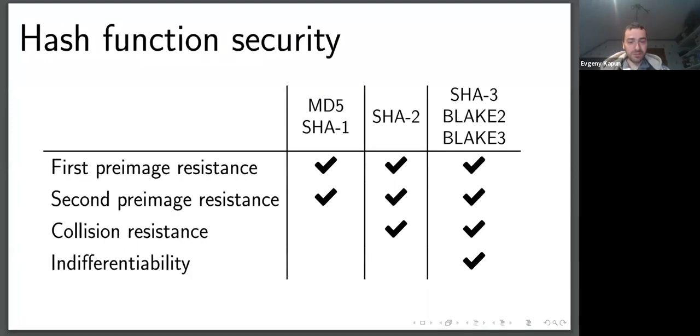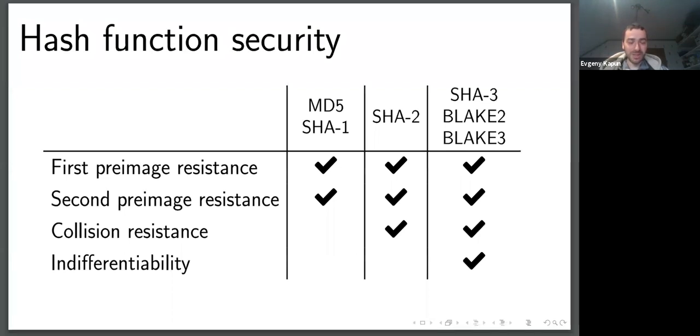But actual hash functions have some different security properties, or don't have them. The first one is first preimage resistance, which means that if you are given only the value of a hash function, then you can't find any message which has the same hash. This is a property that pretty much every hash function actually possesses. But there is also second preimage resistance, which means that if you have some message, it should be difficult to find a different message which has the same hash value. And then there is collision resistance, meaning that it should be difficult to find any two different messages which have the same hash value. And the final one is indifferentiability, which is pretty complex.